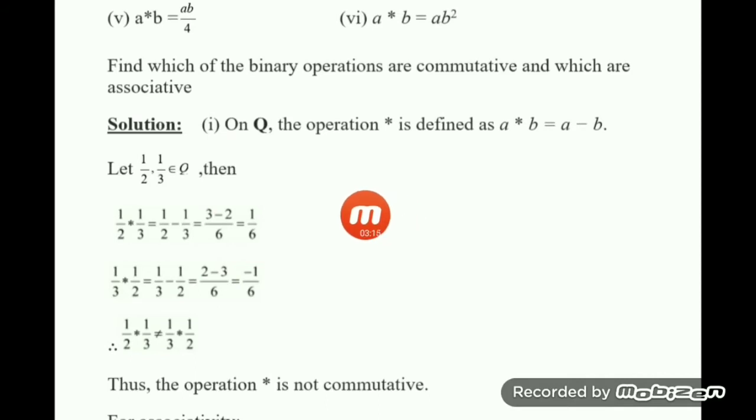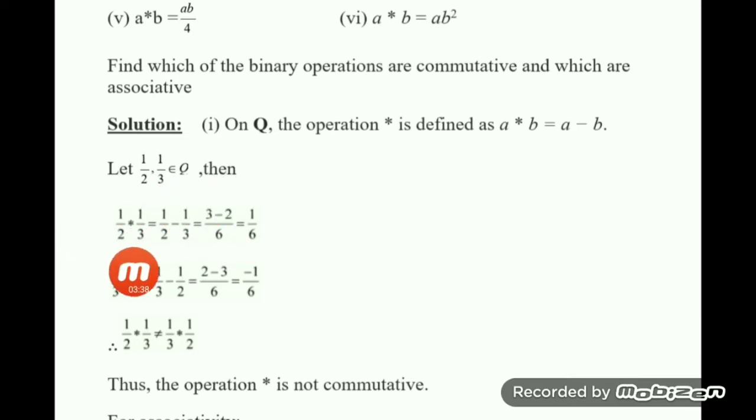But as we know, what is a rational number? Those numbers which can be put in the form of P by Q. If I take, suppose, 2, 2 is also rational because 2 can be put in the form 2 by 1. So that type of natural numbers also you can take, because all natural numbers are rational numbers. So I am taking here half and 1 by 3. These belong to Q.